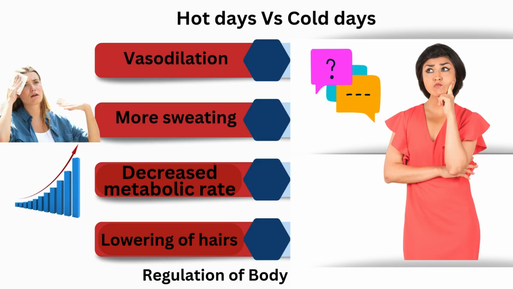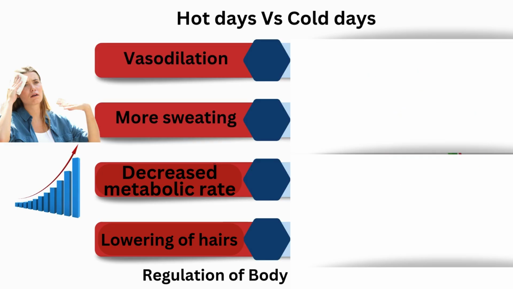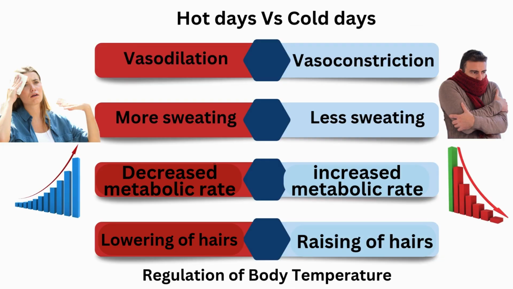Now, can you guess how the skin would regulate body temperature on a cold day? All right, nice try. On a cold day, the body regulates temperature by undergoing all the reverse of the processes taking place on a hot day. So on a cold day, the following process takes place: vasoconstriction. The capillaries near the surface, instead of dilating, will constrict, while those in the deeper layers, instead of constricting, they dilate.